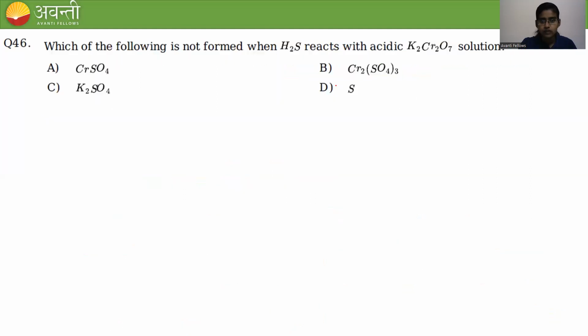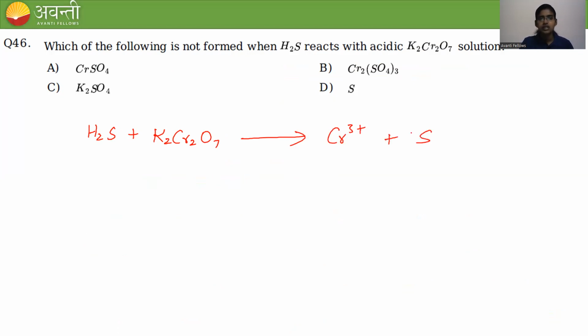So let's move on with the next question. Which of the following is not formed when H2S reacts with acidic K2Cr2O7 solution? For this we have to write the equation first. When hydrogen sulfide is reacting with potassium dichromate, that is K2Cr2O7, it gives Cr3+ plus sulfur.